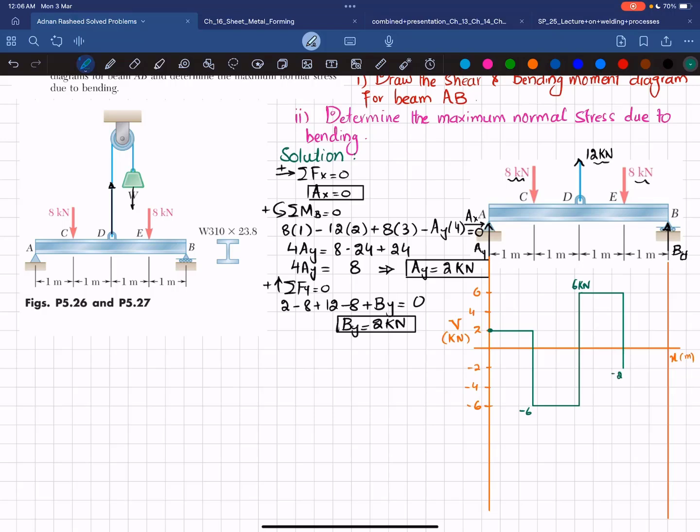And moving from E to B, there is no other load, so it will remain horizontal. And at the end, you can see you have By, which is +2 kilonewton. So it will make this go upward to 0. So from this, you can conclude that you have drawn a correct shear force diagram. Now, we will move toward the bending moment diagram.